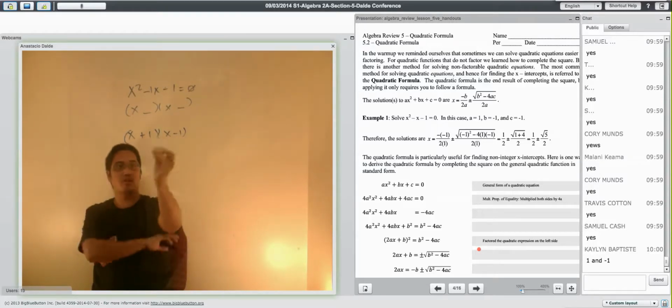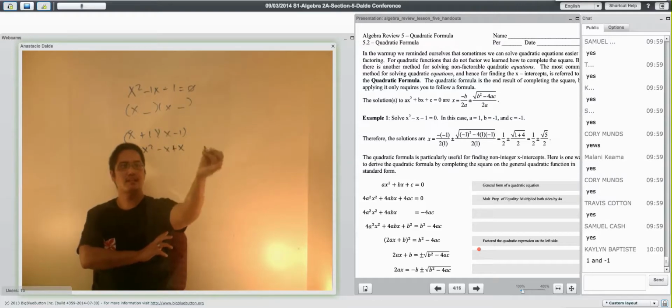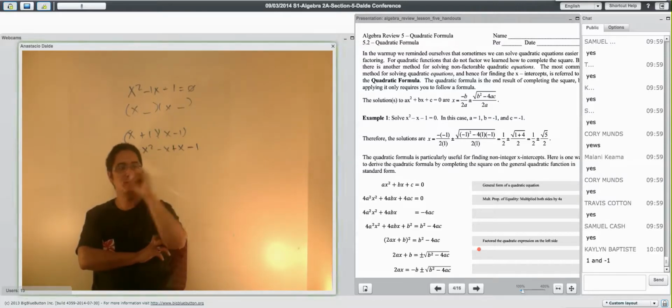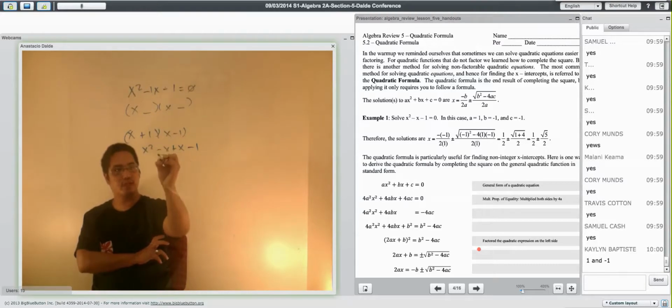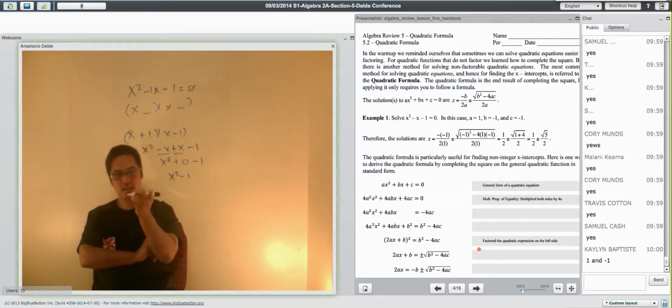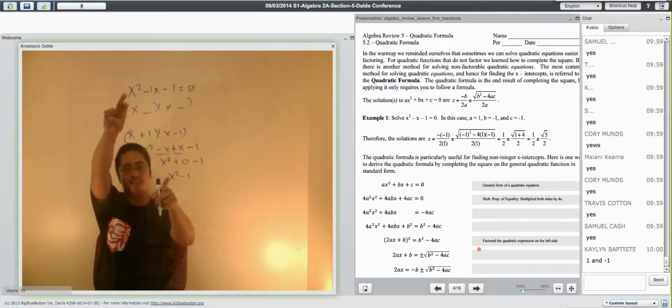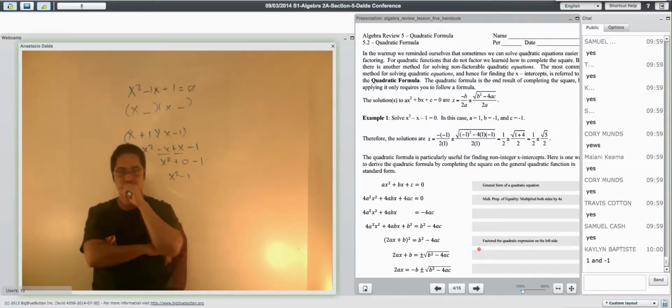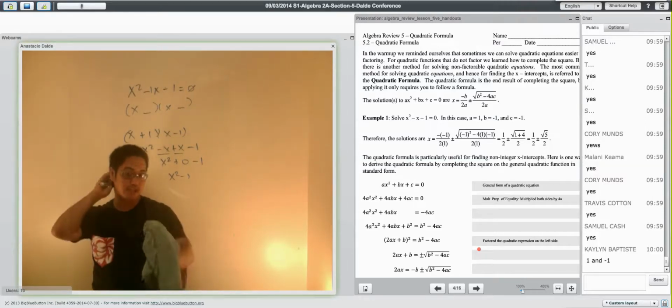Let's take a look. Let's FOIL that. x times x, that's x squared. Outers is negative x. Inners is positive x. Last is negative 1. So this gives me x squared, negative x plus x. That cancels each other out. So that becomes 0 minus 1. So I have x squared minus 1. I'm sorry, Kaylin, that doesn't work. I want it to look exactly the same, and it doesn't look exactly the same. But that was a good guess.